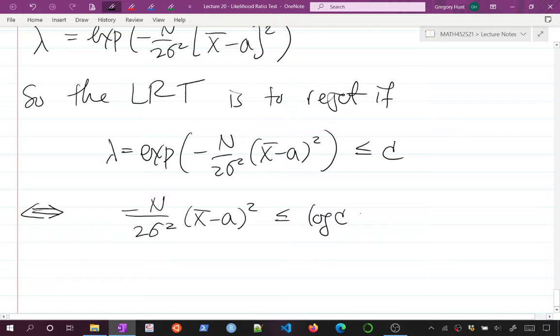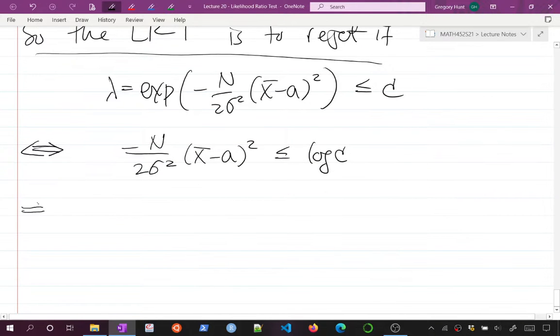So the LRT would say to reject if negative n over 2 sigma squared times x bar minus a squared is less than log of C. And I could keep playing this game. I'm just trying to simplify this test as much as possible. Now it's starting to involve x bars, which is really interesting. So let's move all this to the other side: x bar minus a squared less than or equal to negative 2 sigma squared over n times log of C.